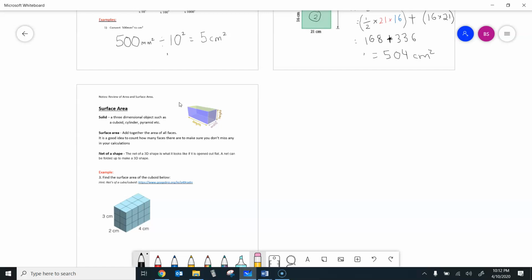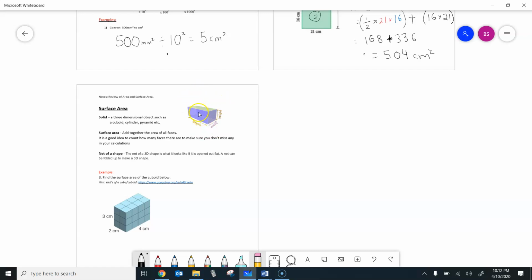Okay. When we want to find the surface area of a solid, what we are looking at is all the faces. So you can imagine if you had, for example, say this shape here, which is a cuboid, and you needed to cover all the outside with wrapping paper, you could say to yourself, how much wrapping paper would I need? How much of that outside surface would I need to cover? So a good idea when you're trying to work out the total surface area is to first of all count how many faces you have.